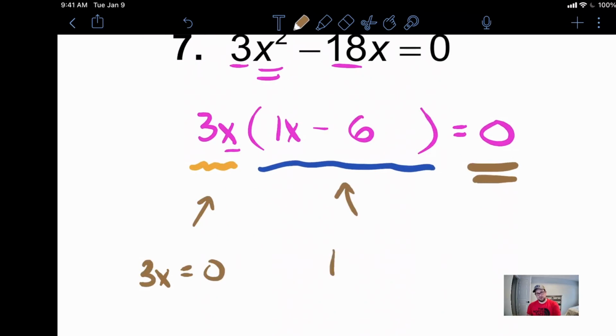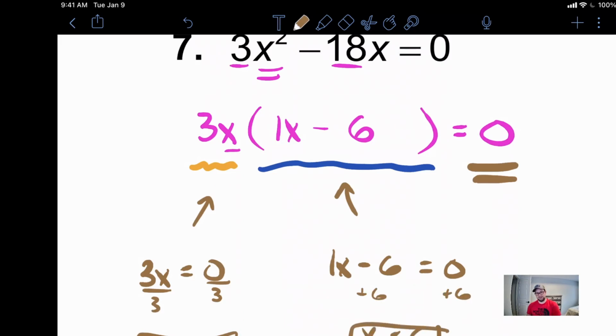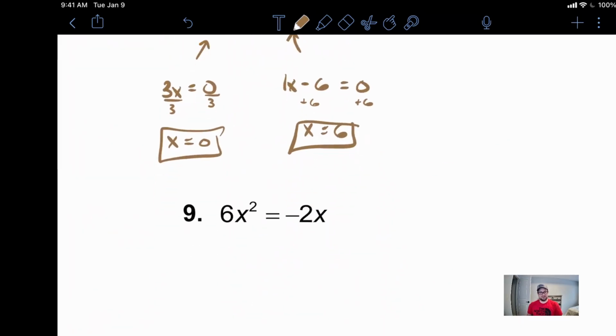3x equals 0 and 1x minus 6 equals 0, and we just need to solve. Divide by 3, x equals 0. On the other one, add 6, we'll get 1x, which obviously we know is the same as just x, is equal to 6. And those would be our two answers for this problem. Let's look at the next one.